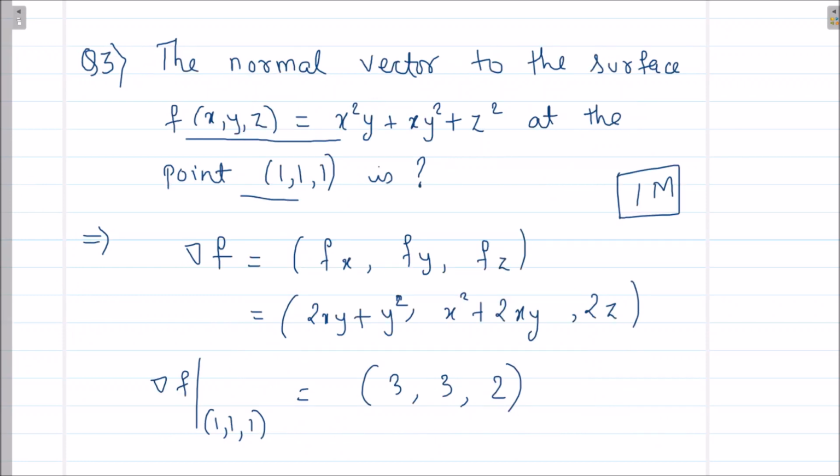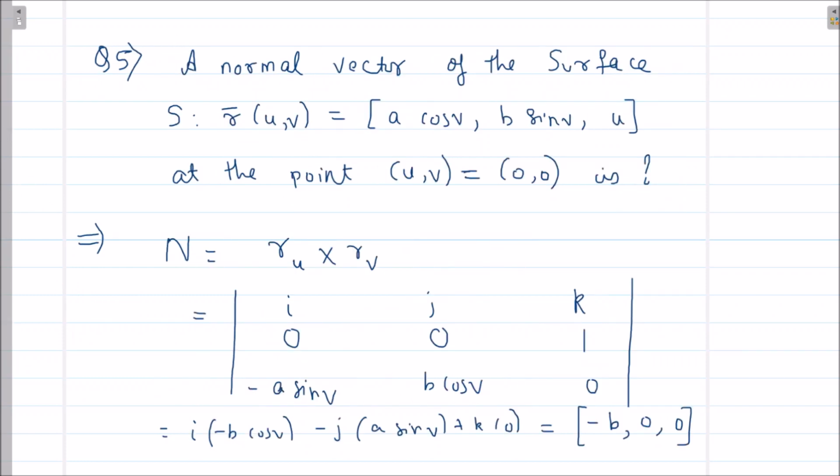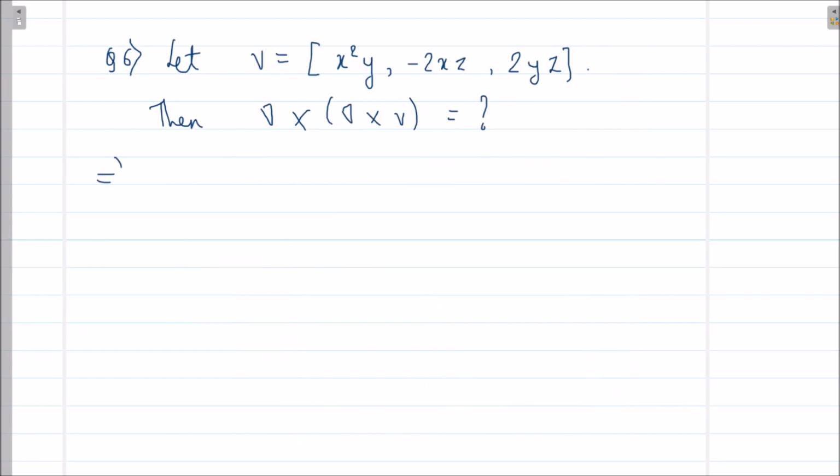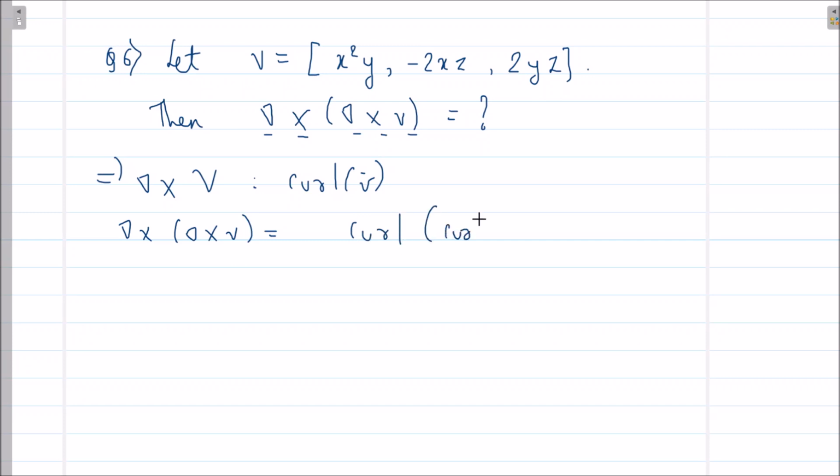So this was the fifth question. Now let us go for the sixth question. A vector field is given to you. You have to find nabla cross V. So if V is a vector field, what is nabla cross V? It is nothing but the curl of V. So I have to find the curl of V. How will you find it? First I have to find the curl of V, and then again I have to find its curl.